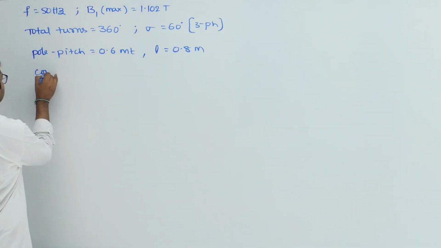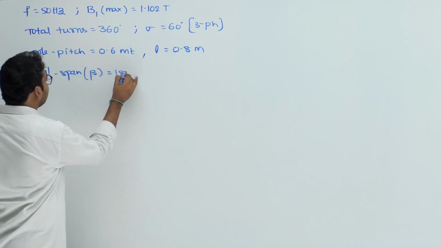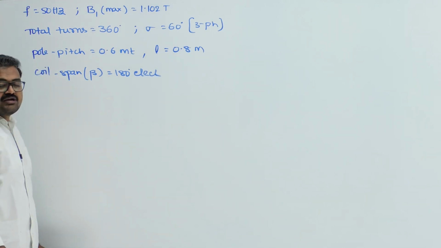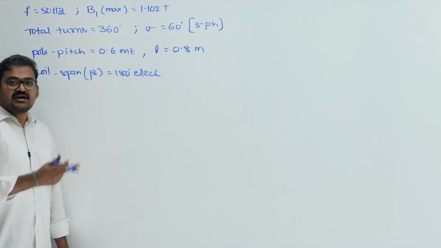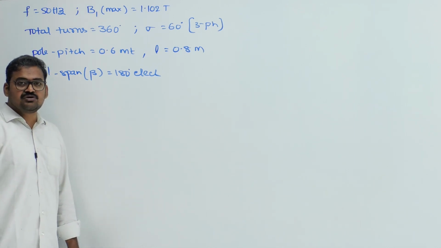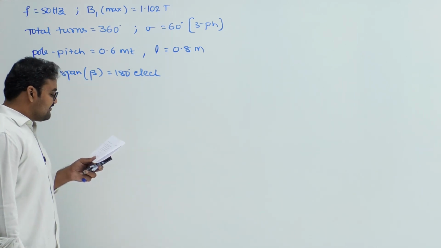Coil span beta is equal to 180 degrees. Can you tell me what is your observation? Coil span or coil pitch equal to 180 degrees means indirectly full pitch coil. Therefore, short pitch angle is 0, pitch factor equal to 1. What is the phase EMF is the question.